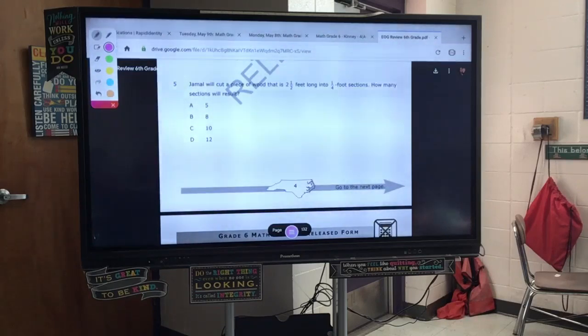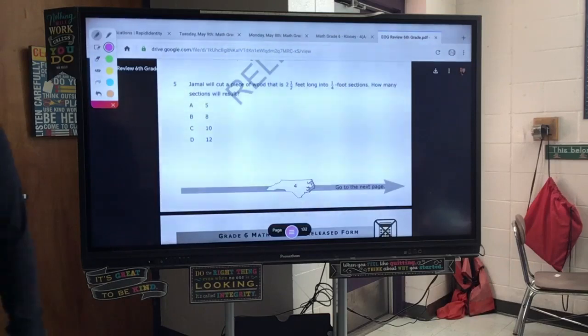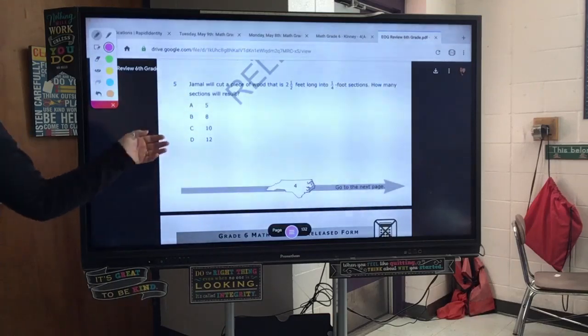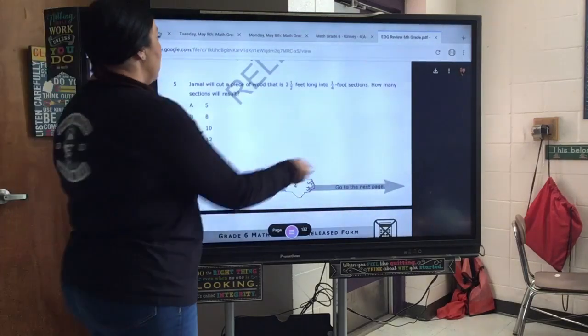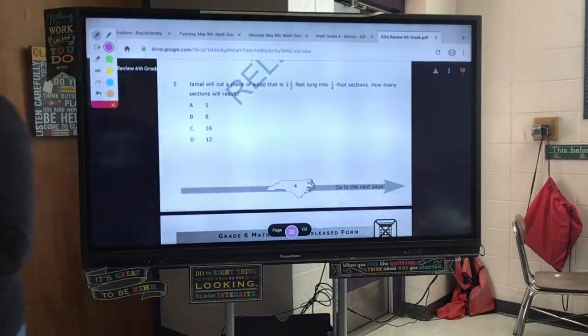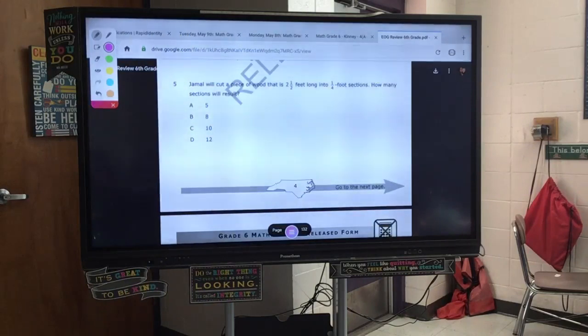Alright, so it says, Jamal will cut a piece of wood that is 2.5 feet long into 1/4 foot sections. How many sections will result? Alright, so what is important in this question? So if you're annotating or you're able to annotate, what's important? There's gotta be more than one person who knows in this classroom. Jonathan? No, there's more than that that's important. Yes, those are the numbers that we're gonna be using, but we have to know what we're doing with those numbers. So it's more than just 2.5 and 1/4. Mikael?